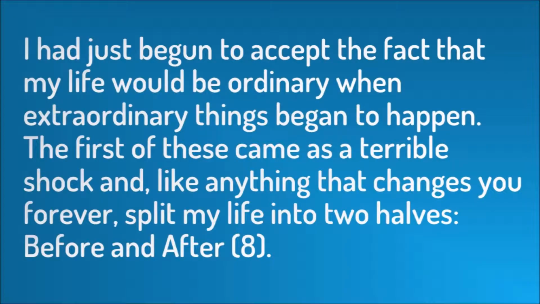In Miss Peregrine's Home for Peculiar Children by Ransom Riggs, the main character Jacob does this right off the bat with the passage: I had just begun to accept the fact that my life would be ordinary when extraordinary things began to happen. The first of these came as a terrible shock, and like anything that changes you forever, split my life into two halves, before and after.